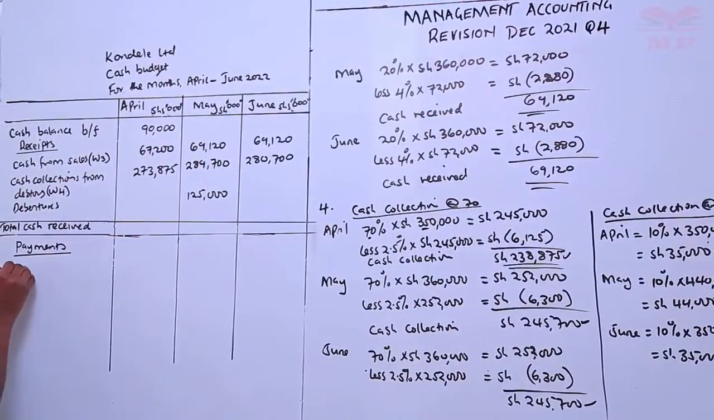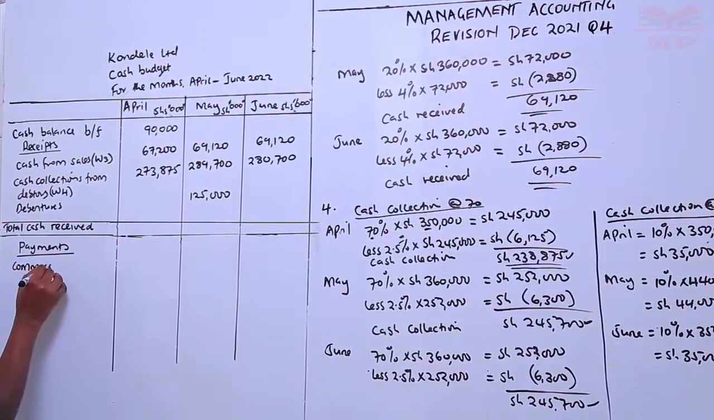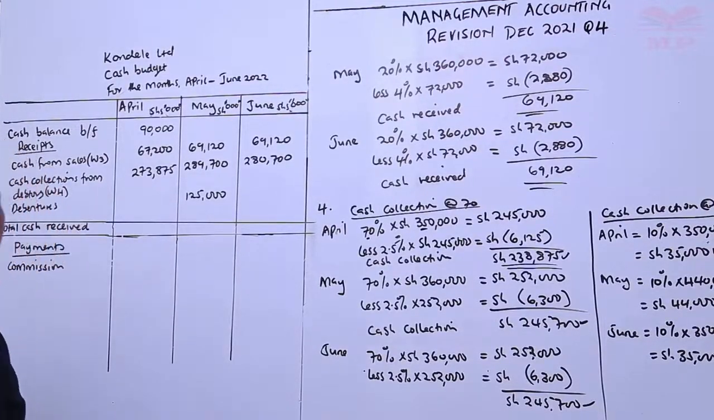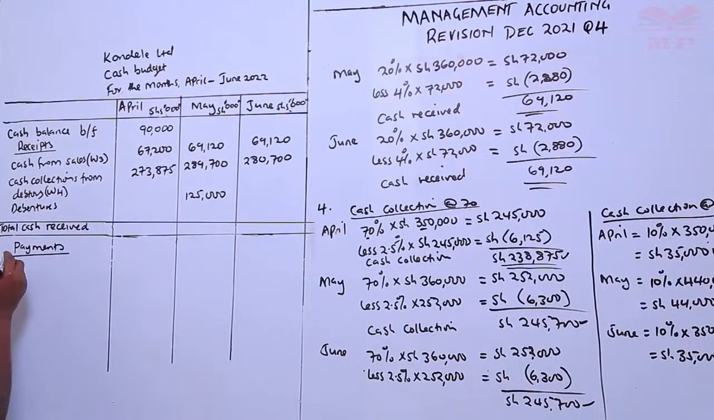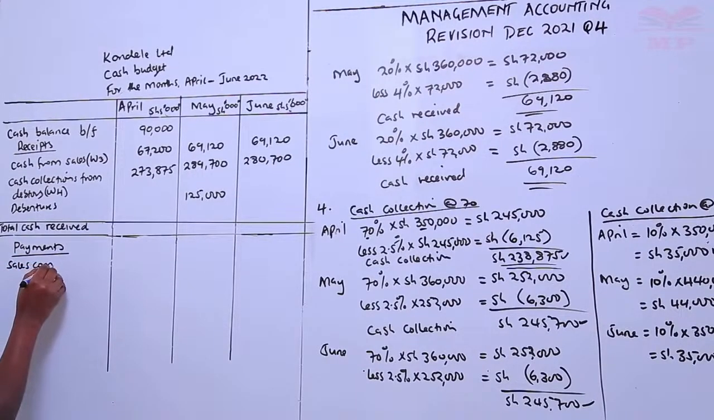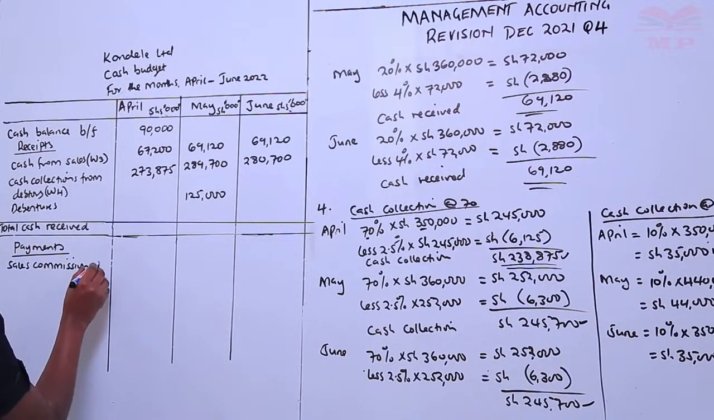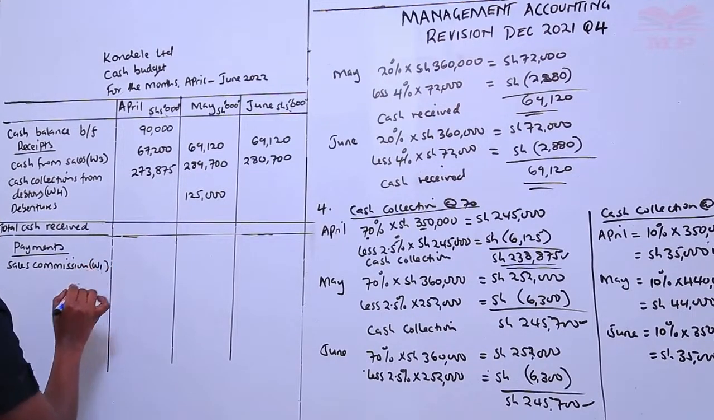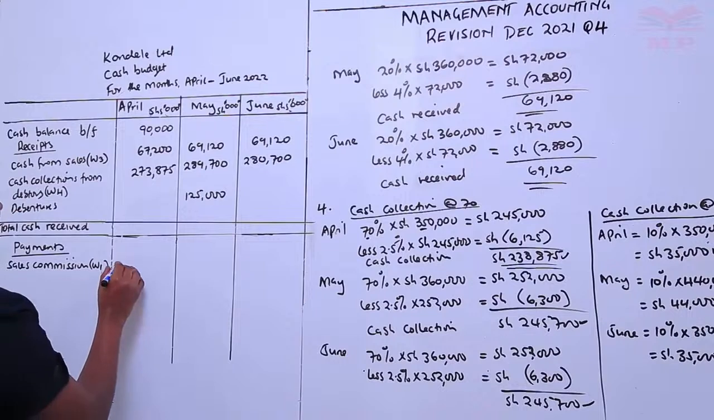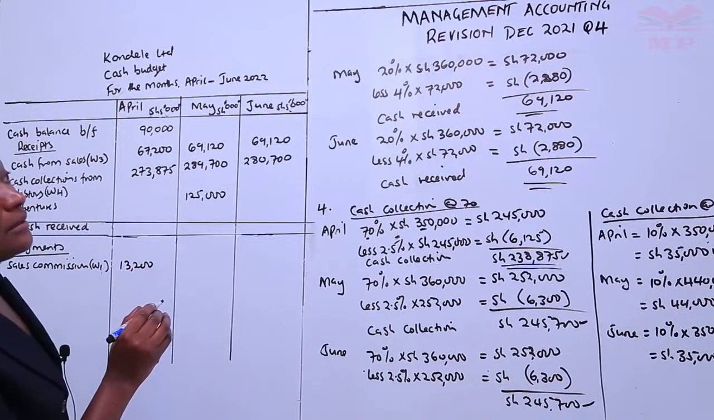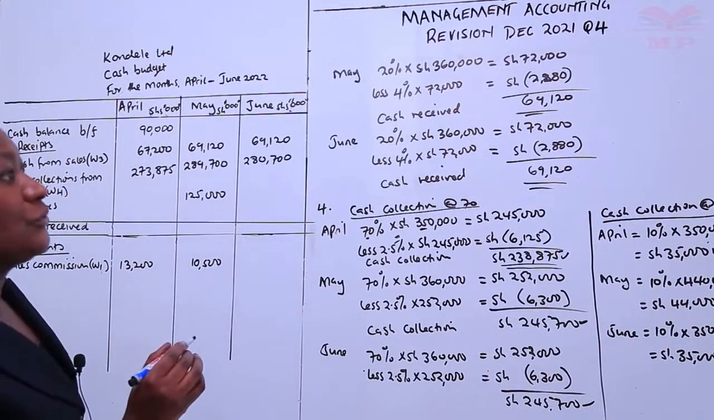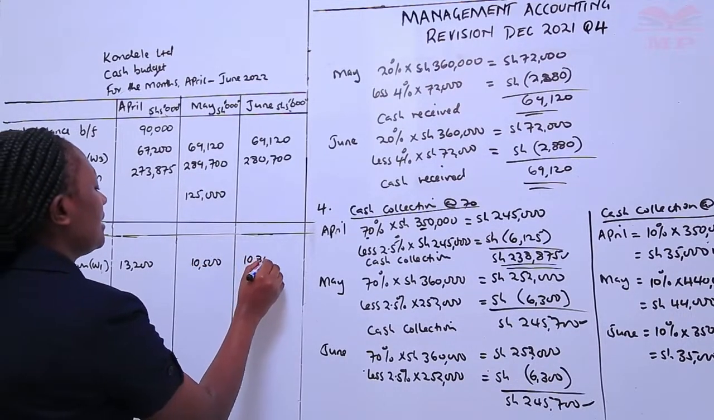And then commission, we have commission as part of payment. Sales commission. So sales commission for the month of, this is working number 1, not 2. For the month of April, we had 13,200. May, 10,500. And for the month of June, we have 10,800.